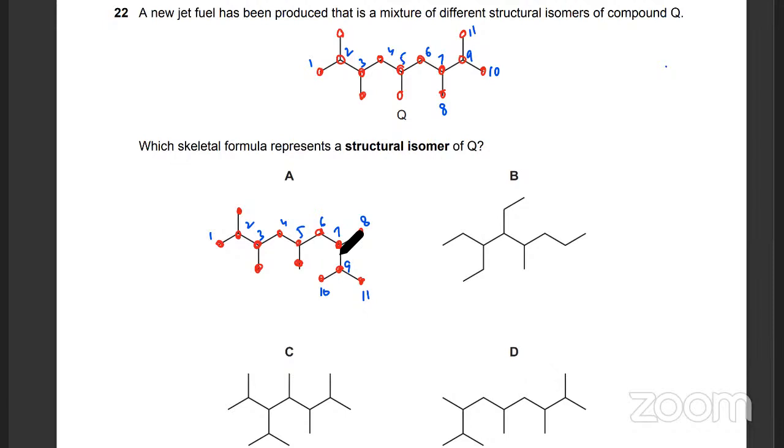Yes, sir. So then let's move to the other one, because remember, for a structural isomer, the atoms must be bonded in a different way. So let's talk about B now. Does it have the same number of atoms? It has 14, right? It has 13. This one? Yes, B has 13. Okay, so that's out of the question.